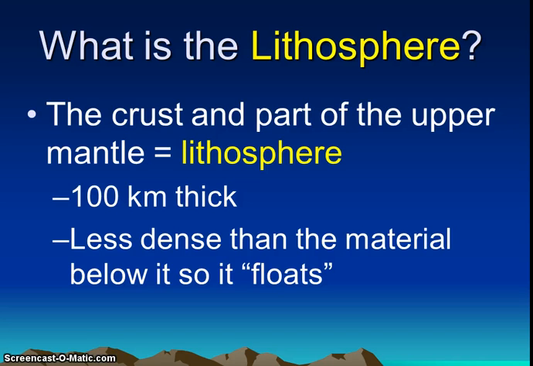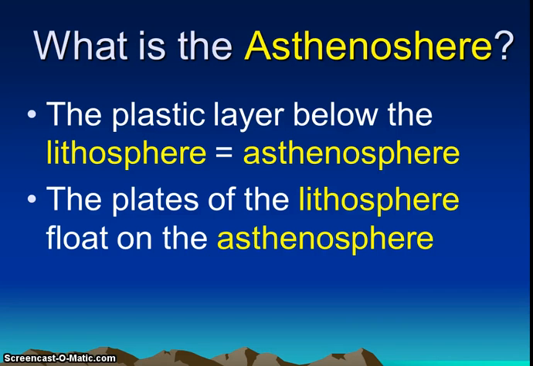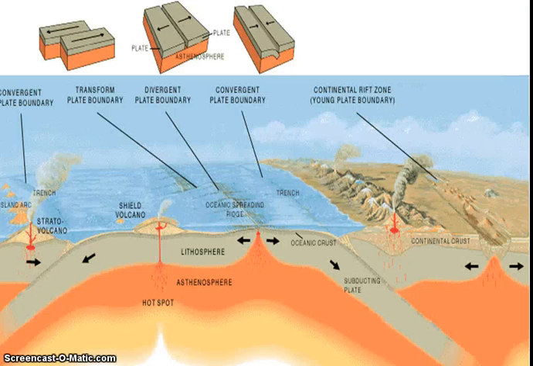So the first part is the lithosphere. The lithosphere is the crust and part of the upper mantle. It's 100 kilometers thick, and it's less dense than the material below it, so it floats. The material below it is the asthenosphere. This is a plastic layer below the lithosphere, so the plates of the lithosphere float on the asthenosphere. This is a map that shows the lithosphere and the asthenosphere underneath the crust of the Earth. It also shows the various plate boundaries and the geological features that occur at each of these boundaries.